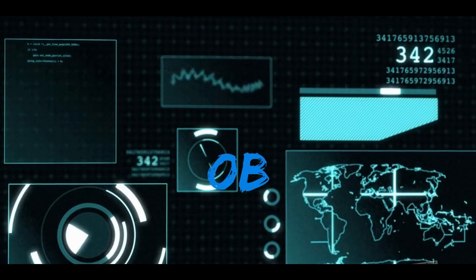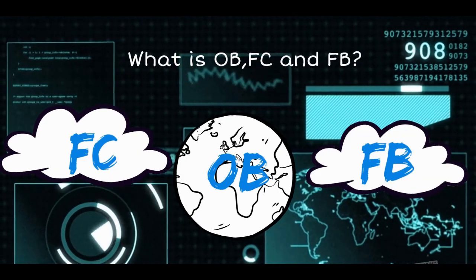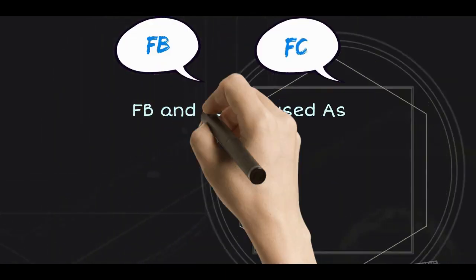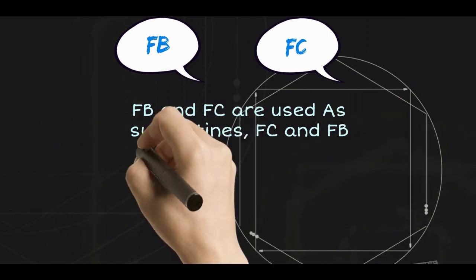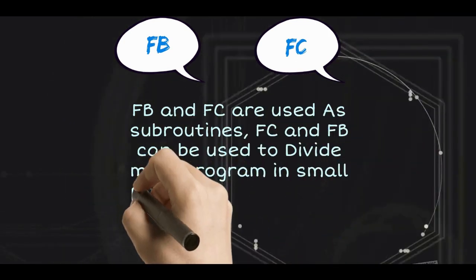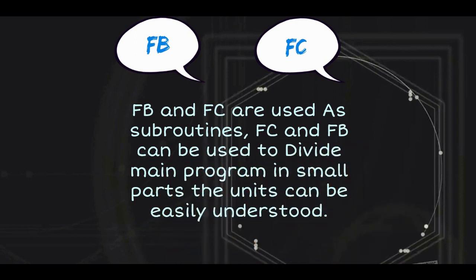Today we are going to talk about OB, FC and FP. What are these and how can we actually use them? So FC and FP are used as a subroutine. The main function of these two is to divide the whole program into small parts so that it's easy for the programmer later on to see and troubleshoot if any issue is there.